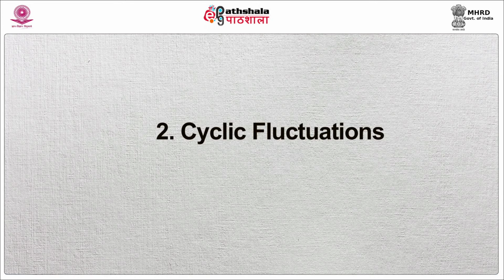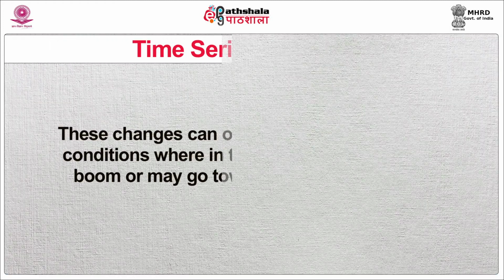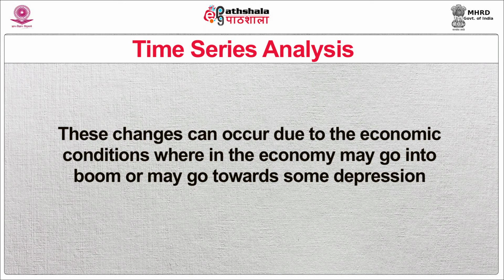The second variation is the cyclic fluctuations. The cyclic fluctuation explains the frequent swings or patterns that are repeated over a long period of time. These fluctuations are considered cyclic only if they occur after certain time intervals of more than 1 year. These changes can occur due to economic conditions, wherein the economy may go into boom or towards depression. In a boom situation, the economy will go up, and in a depressing situation, the economy will go down.